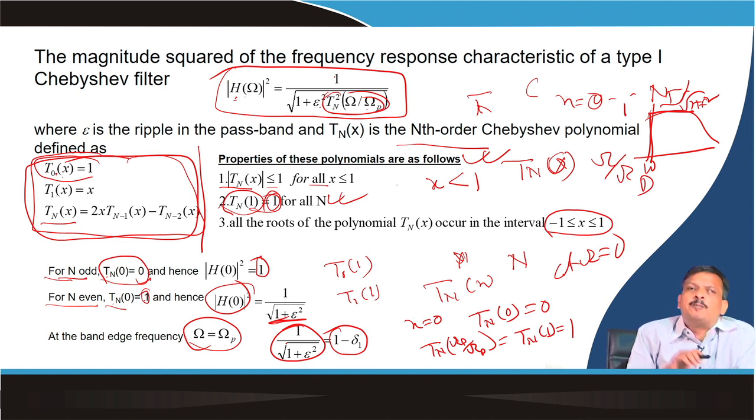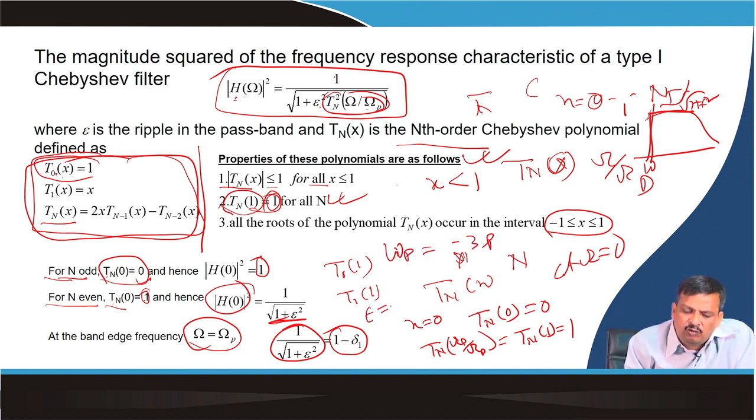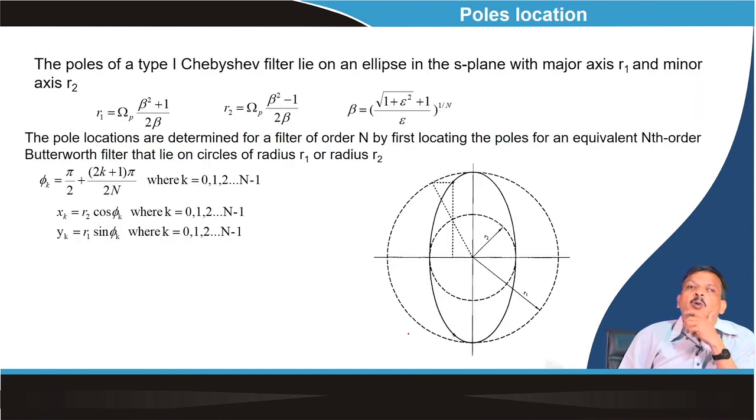Now, again you can prove that if the passband edge frequency is defined at minus 3 dB, then the passband ripple epsilon will equal 1. Okay, same principle. Now, I come to the pole location.